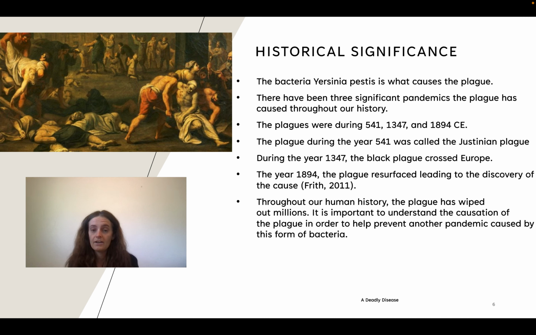It was figured out that the plague was caused by the bacteria Yersinia pestis by Alexandre Yersin in 1894. It was also figured out that the brown rat was the carrier by Paul-Louis Simond in 1898.